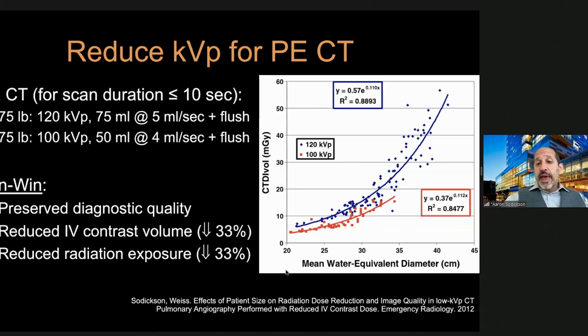And here is that data. The red dots here are the smaller patients scanned with this 100 kV protocol, and you can see the 33% reduction in radiation dose despite the decrease in IV contrast volume with maintained image quality.